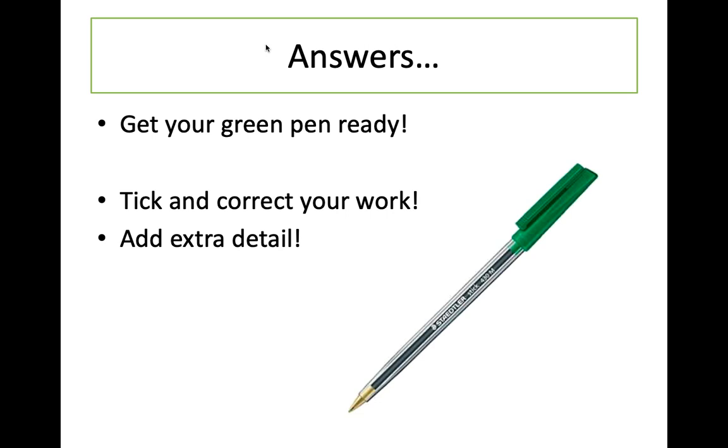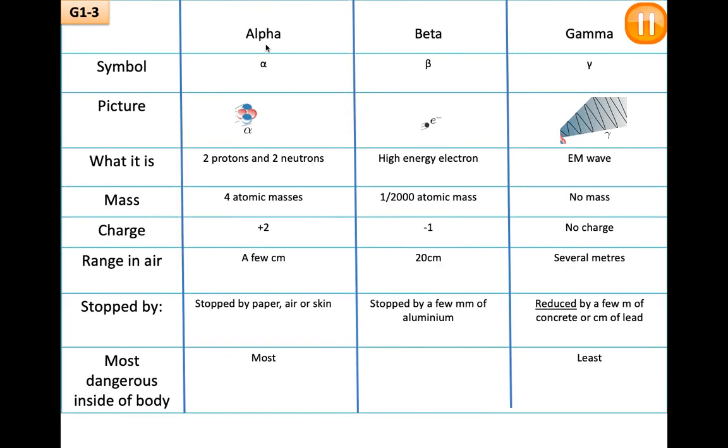Okay, so now we're going to go through the answers. So get your different colour pen or green pen ready, please, to tick and correct your work and to add in any extra detail if needed. Okay, so the summary table of alpha, beta, gamma. You can see on the board, and if you press pause, you can now mark your answers.